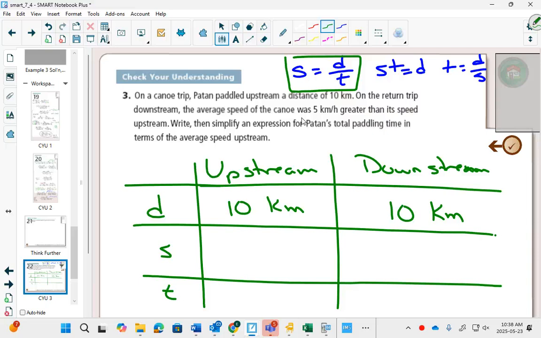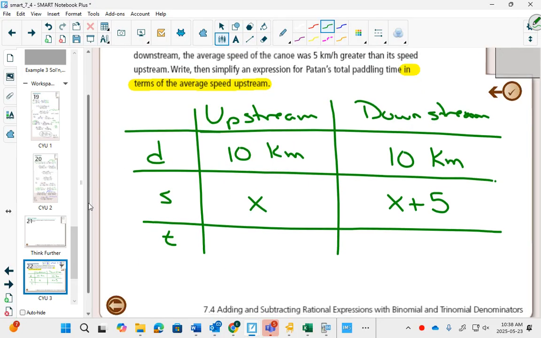Do we know the speed? We don't know the speed, so we're going to introduce a variable. You could call it x, you could call it s, whatever you'd like. But I'll introduce x here, because the question says in terms of the average speed upstream, so they're telling us they want that as your variable. If that's x, does it make sense that you're going faster downstream, and it tells us you're going 5 kilometers per hour faster? So that will be x plus 5.